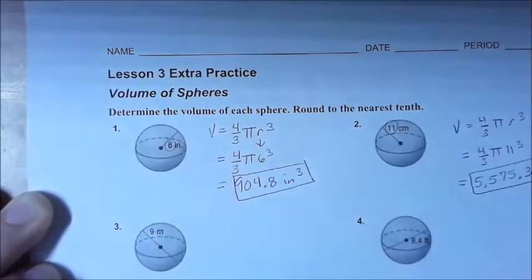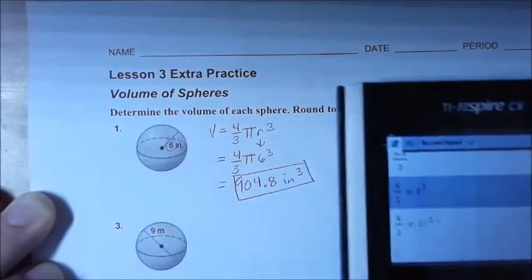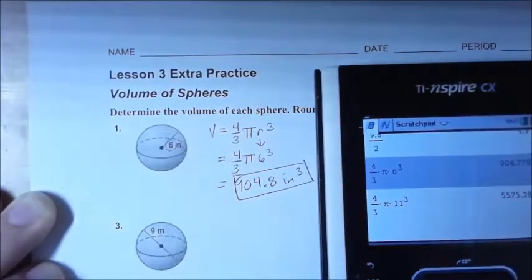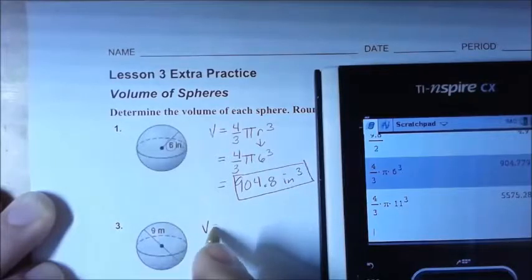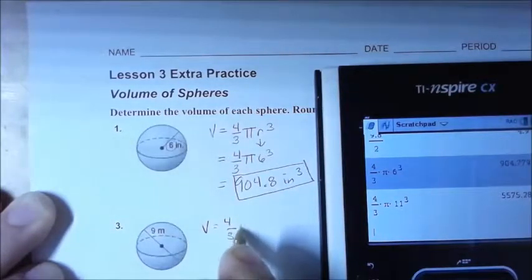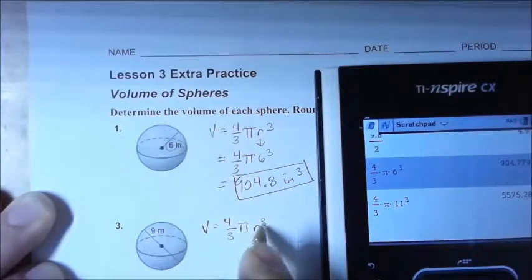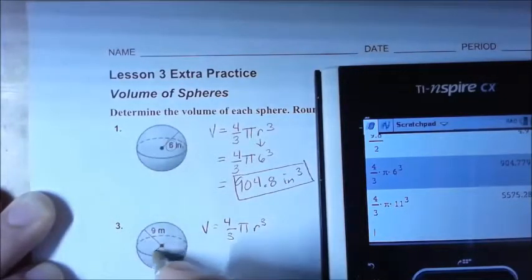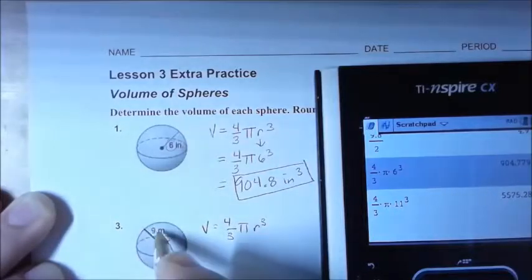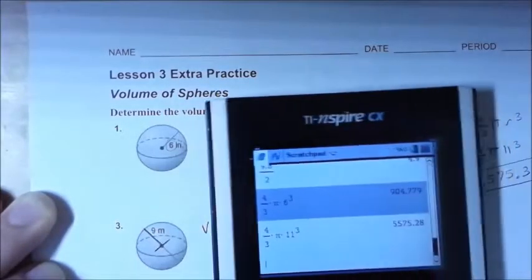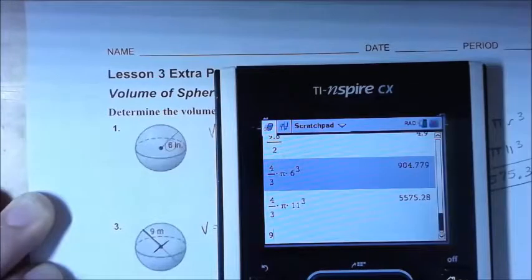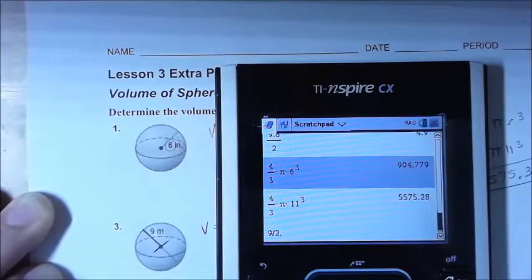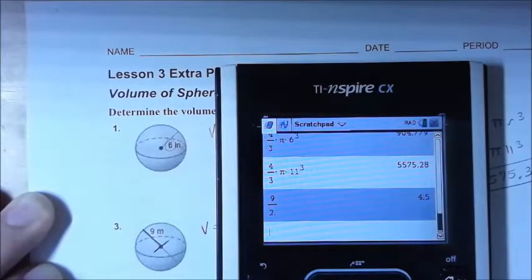So let's go to number 3. Number 3 is a little bit different, but not by much. We're still going to use the same formula, 4/3 times pi r cubed. Notice it has a diameter, right? It goes all the way across. We just need half of it. So half of 9, right? We can use our calculator: 9 divided by 2. Put a decimal after the 2, that way it'll automatically convert it into a decimal for you, and it's 4.5.